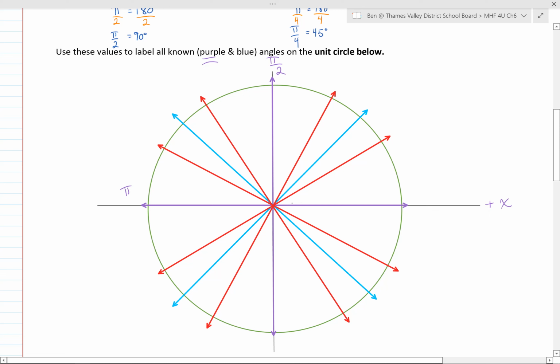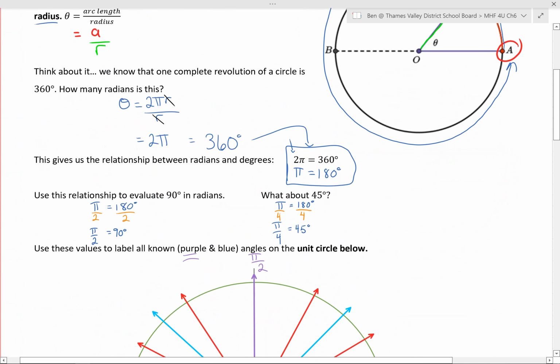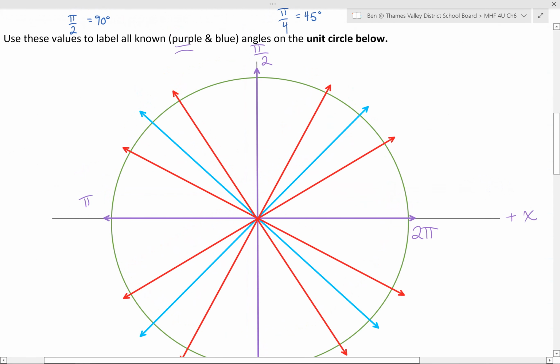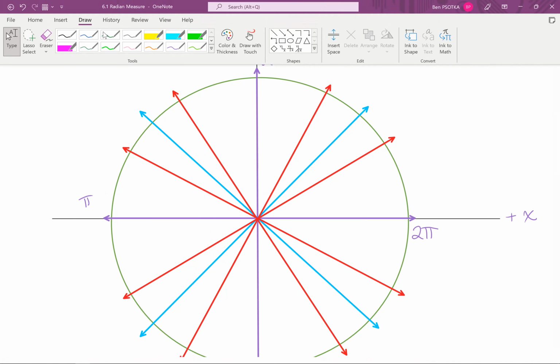All right, and then we can keep right on going, right? This is pi over 2. This is 2 pi over 2, which equals pi. This is 3 pi over 2. So I can label that in here. 3 pi over 2. And lastly, all the way around, pi over 2, pi, 3 pi over 2, 2 pi, yes, 2 pi is all the way around. That's equivalent to 360 degrees, just like we found up above. All right, so now we have labeled each of these purple angles using that relationship that pi over 2 equals 90 degrees.